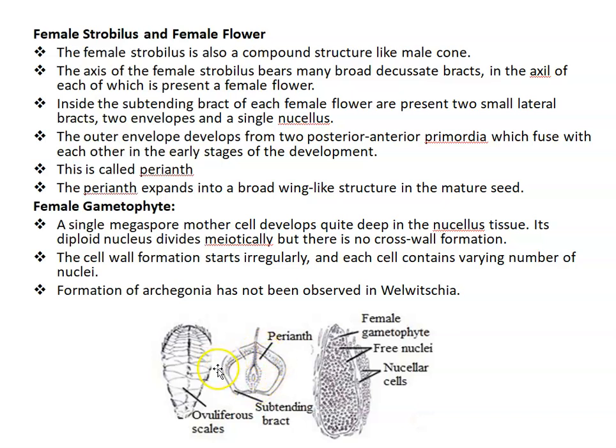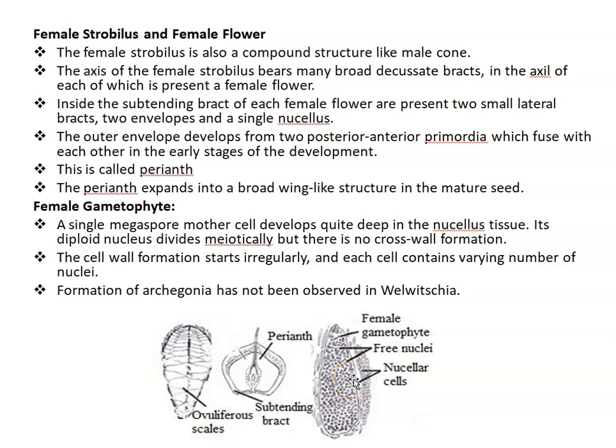So just look at the second diagram. This is the perianth, this is the subtending bract, and this is the perianth. Then this perianth expands into a broad wing-like structure in the mature seed. Then the female gametophyte, just look at the second diagram.